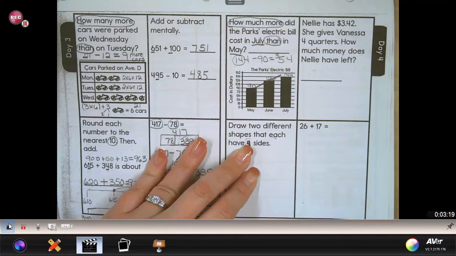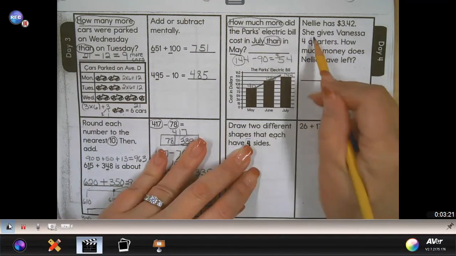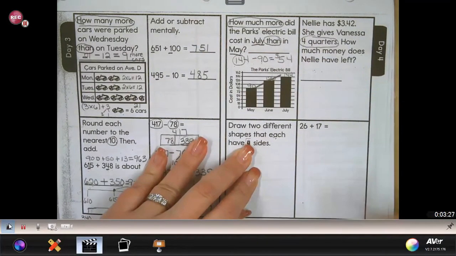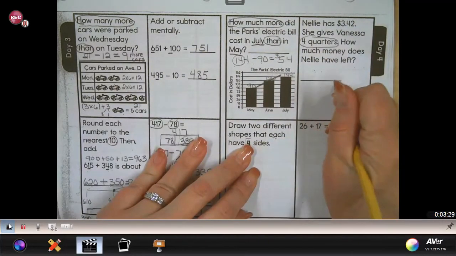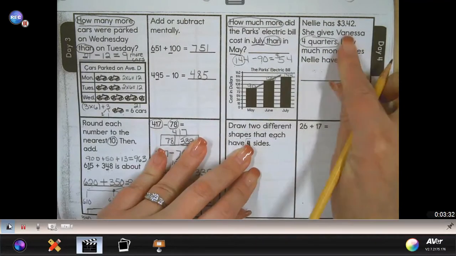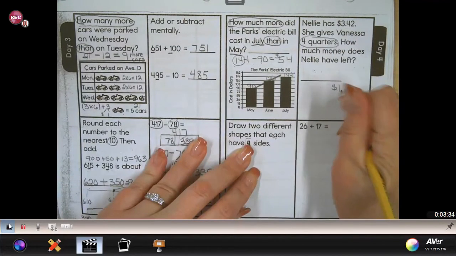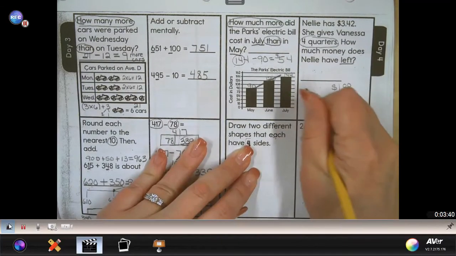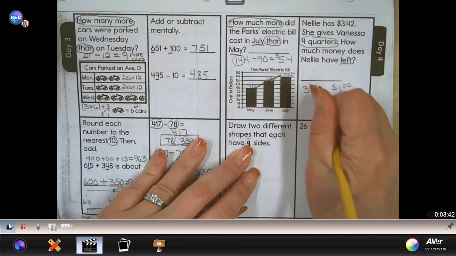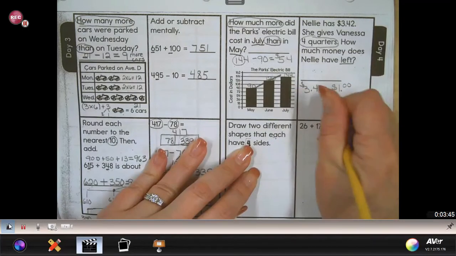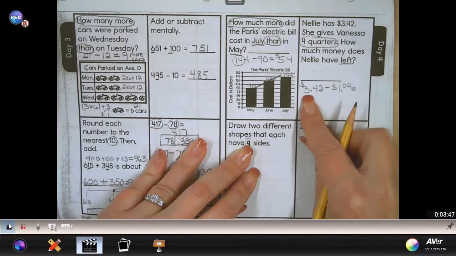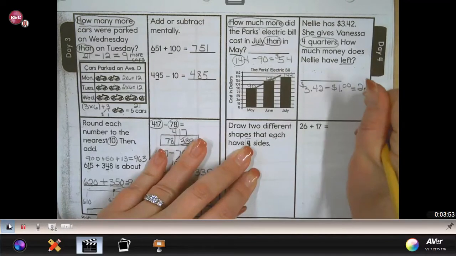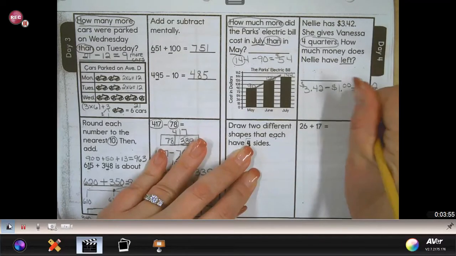Nellie has $3.42. She gives Vanessa 4 quarters. So last year, using your understanding of money, you learned that 4 quarters makes $1. So if she gives Vanessa $1 or 4 quarters, how much money is she going to have left? That means that we are taking from the total and subtracting $1 from this dollar's place. So $1 taken away from my dollar's place is going to be $2.42.